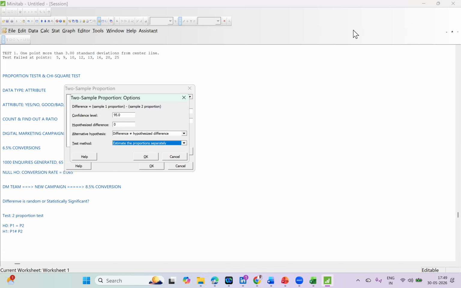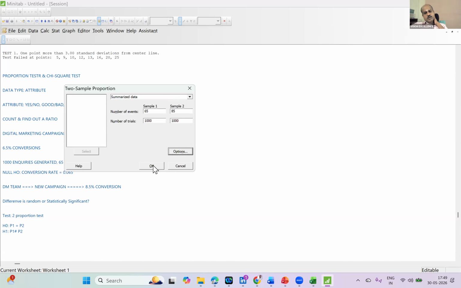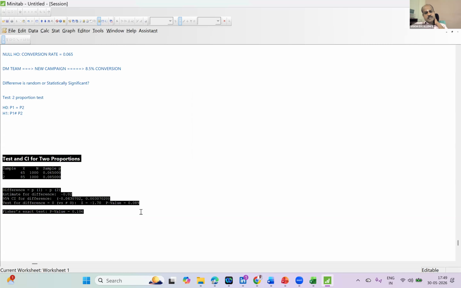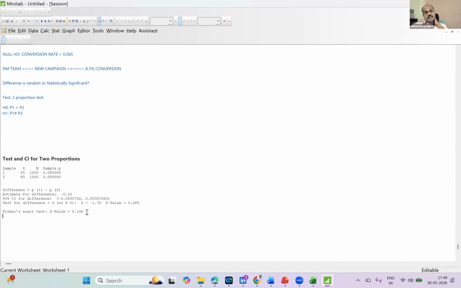Okay. So I choose all these options. I give OK, and I give one more OK. Now Minitab has done the test for me. All I want to understand is the p-value. How much is the p-value? Is it visible to you? 0.110. P-value is more than 0.05.